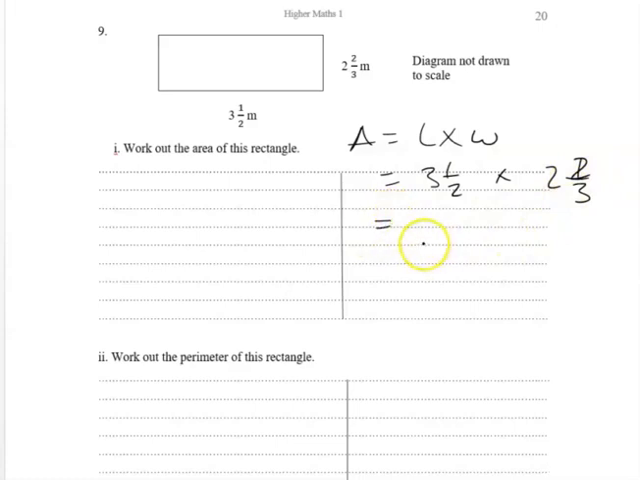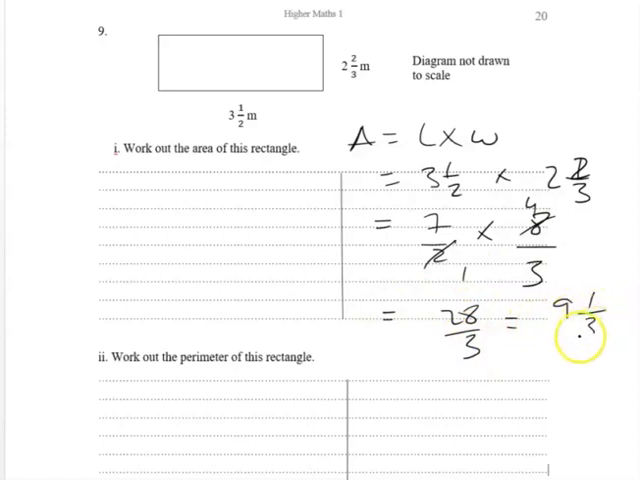And once you convert these into improper fractions, it's going to give us 2 times 3 is 6 plus the 1, 7/2 multiplied by 8/3. Now simplify it and you get 1 here and you get 4 here. Multiply it out, you're going to get 28/3, which becomes 9 and 1/3 meters squared. So even if you have a fraction or a mixed number, if they're asking for area or perimeter, you would still have to put the units.